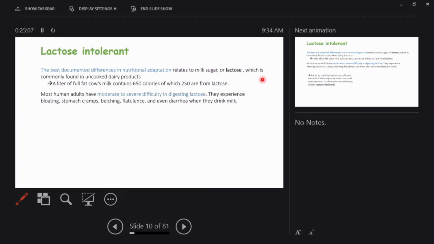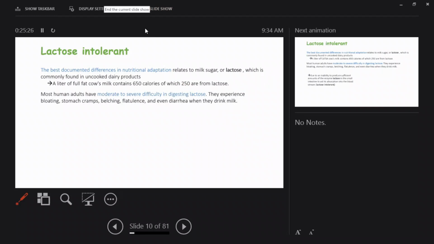Most human adults have moderate to severe difficulty in digesting lactose. Because of this, they experience bloating, stomach cramps, belching, flatulence, and even diarrhea when they drink milk. Because some of us are lactose intolerant, we cannot consume lactose.